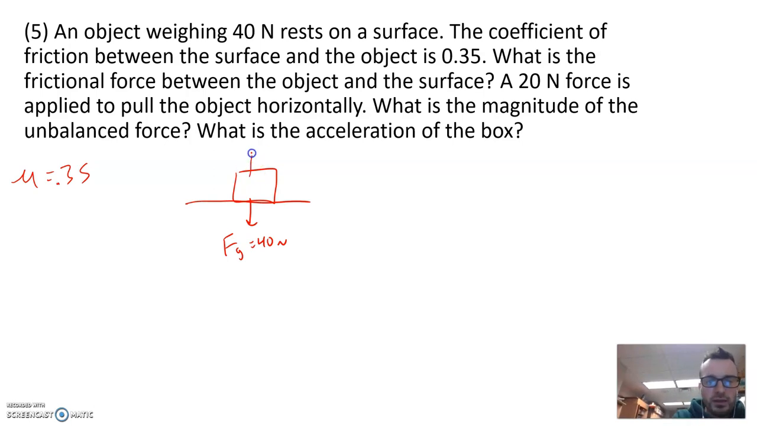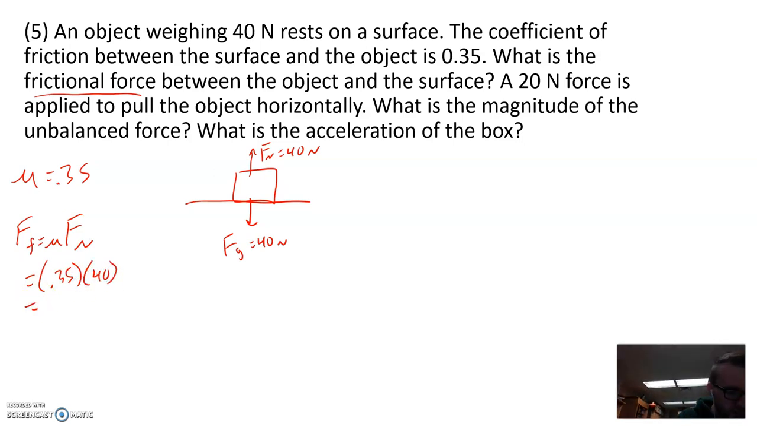Well, if Fg down is 40, then Fn up must also be 40, because we're on a flat surface. Up and down forces are balanced. The first question asks us, what is the frictional force? Let's go ahead and find that. The frictional force is mu times Fn from our equation sheet, which in this case is 0.35 times 40, which we can calculate to be 14 newtons. So the force of friction is 14 newtons.